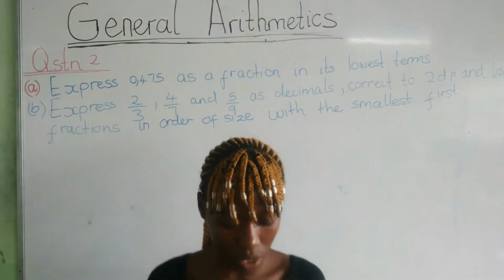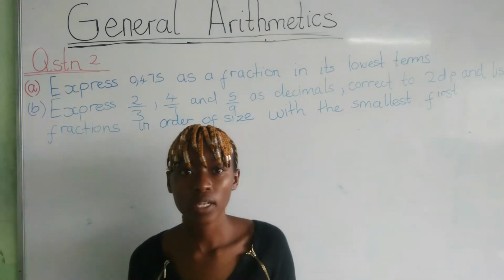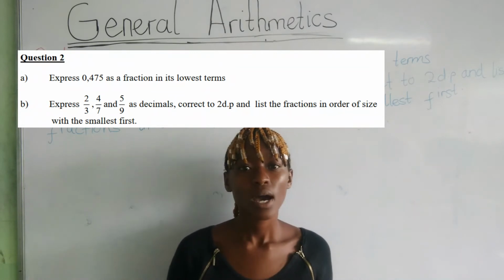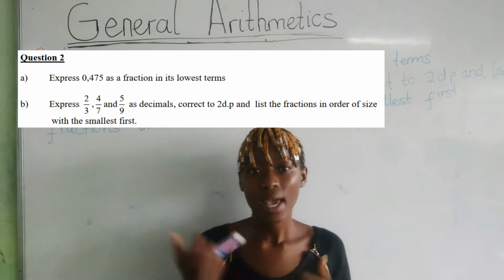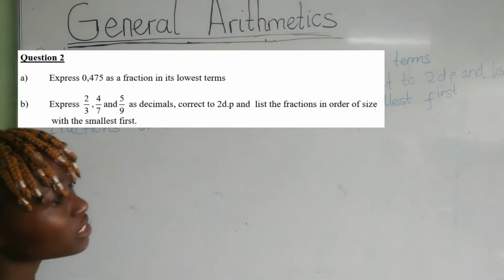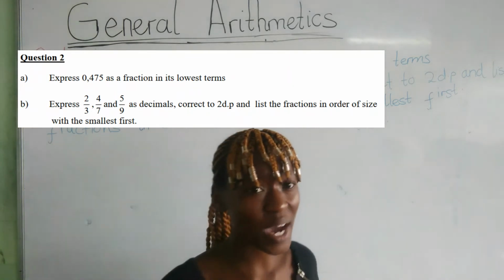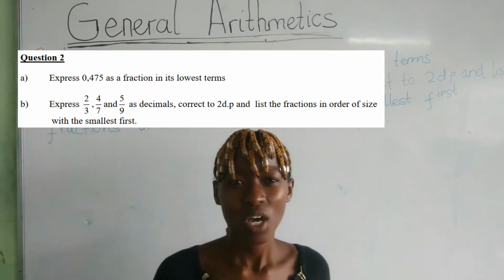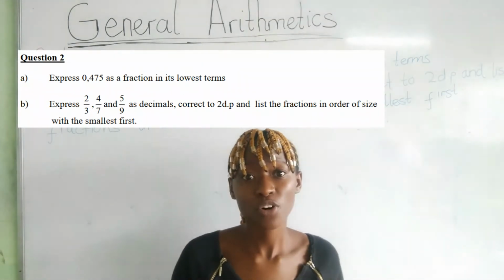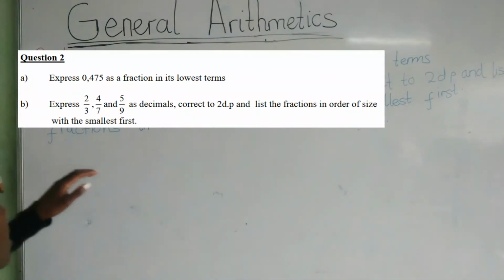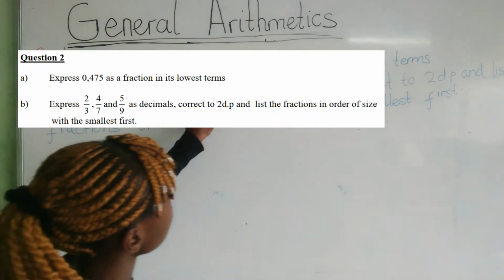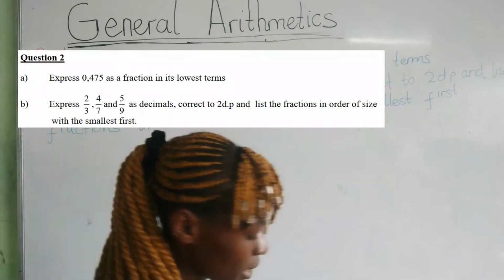Question 2, we are now on question 2, which enables us to tackle problems with the question express. So when you are required to express, it's just changing from one form to another. You're just changing a sum you are given from one form to another form. So for the first part, it says express 0.475 as a fraction in its lowest terms.